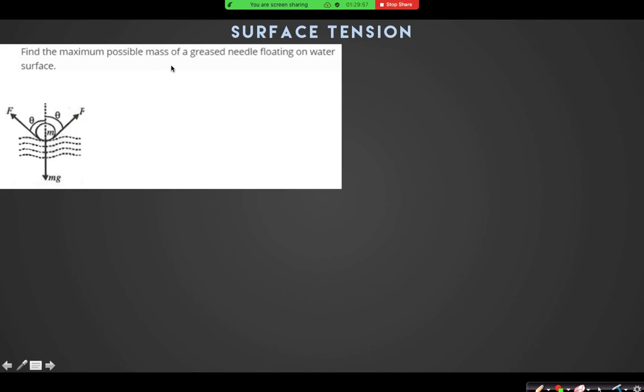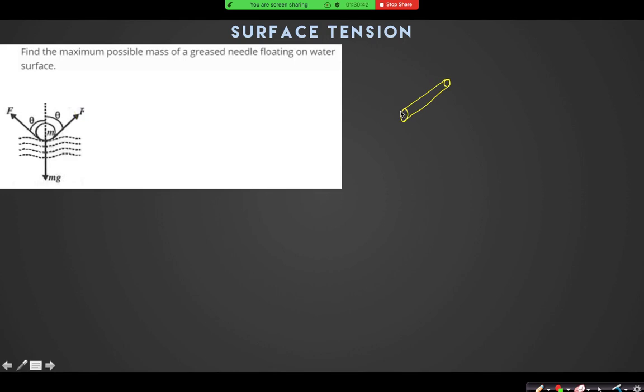Find the maximum possible mass of the greased needle floating on the water surface. Suppose the length L is given. A needle which has a length L, and these are the surface tension forces. So what is the maximum mass possible for the greased needle to float on the surface? Sir, 2FL cos theta by g. Yes, for maximum mass you make cos theta to be 1. Then it will be 2FL by g. Yes. F means T L; F is not force, it is 2 into T into L.